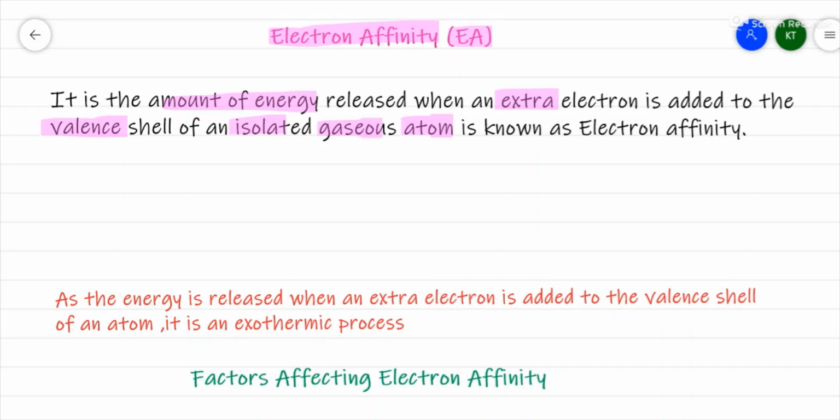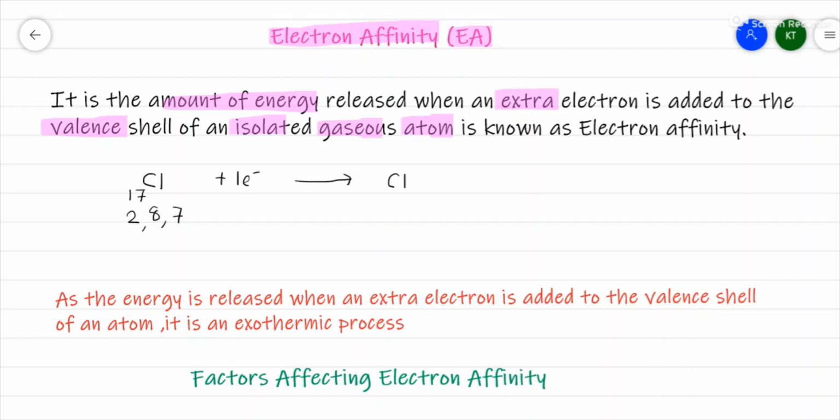I have a chlorine atom, atomic number 17, electronic configuration 2, 8, 7. Now chlorine has 7 electrons in its outermost shell, so it tends to gain an electron. It gains 1 electron and completes an octet. That means it attains the stable electronic configuration of the nearest noble gas, argon.